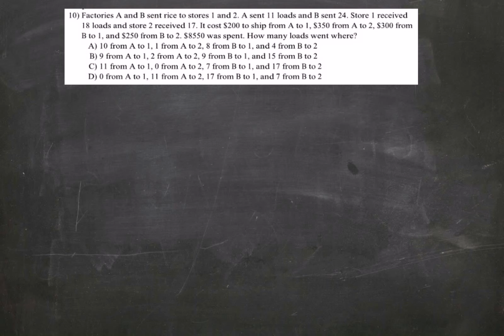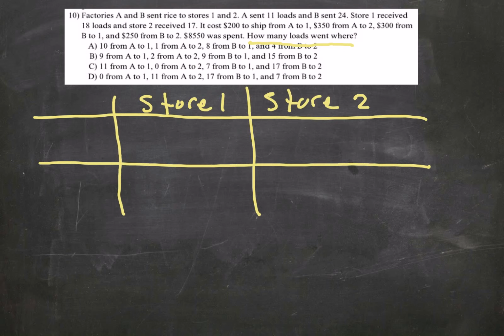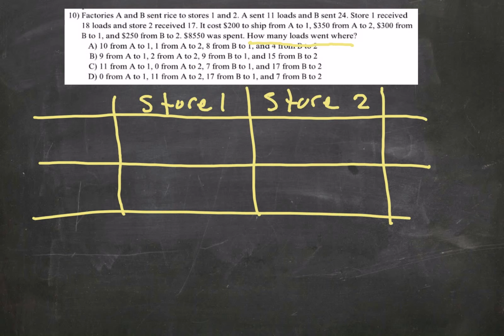So let's take a look at this problem, and I'm going to draw a little table to organize everything because we've got a lot going on here. We have Store 1 and we have Store 2, and I line them up because the question was to know how many loads went where. So we want to know how much went to each store. Those are going to become my variables. Actually, we'll have several variables here because of the different things we're being asked for.